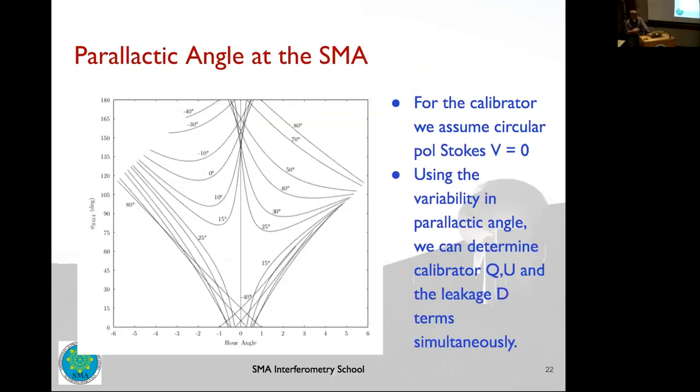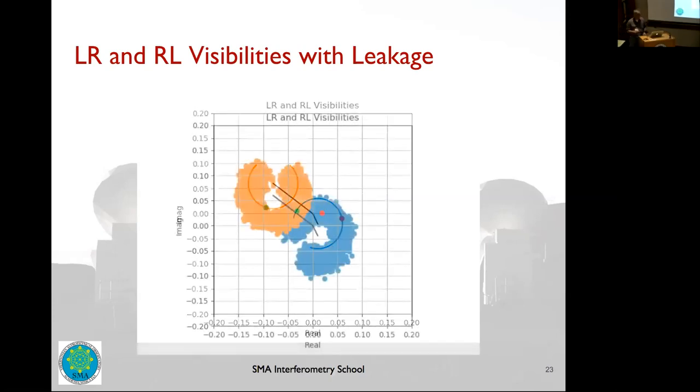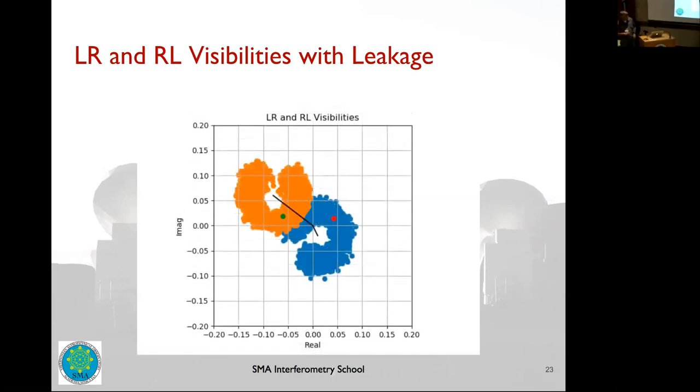If you were to plot the visibilities in the real and imaginary axis, you will notice that the left-right and the right-left visibilities trace a circle. The center of this circle, basically over here and here, is the instrumental polarization. And the radius of the circle tells you what the source or calibrator polarization is. So this is obviously a simplified equation. Real life is not like that, but you'll have something like this.